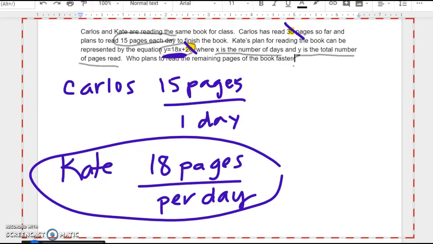So make sure you notice what you're needing and what the question is asking. You always want to ask yourself, one of your last steps should be, did I answer the question? What is the question asking? Well, it's asking who plans to read it faster. And so Kate is planning on reading the remaining pages of the book faster. Just because she has more pages remaining doesn't mean anything to us here. We've got to make sure we're answering that question.